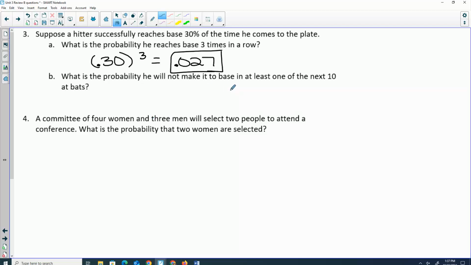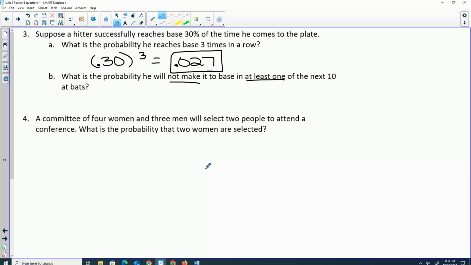What's the probability he will not make it to base in at least one of the next 10 at-bats? So here, there's a lot of possibilities. I'm saying at least once he doesn't make it in the next 10 times. So it could be he didn't make it the first, or the second, or the third, or the fourth, all the way up to the 10th. It could be he didn't make it 2 of those times, or 3 of those times. That's a lot of calculations. What's the easier option?